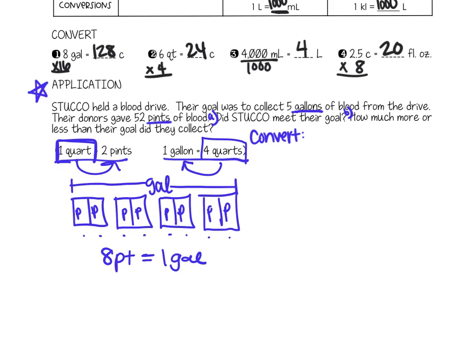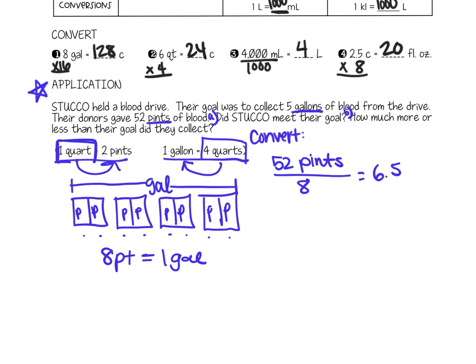Okay, so if they had 52 pints, and I want that in gallons, okay, well I would probably initially just think to divide it by 8. But if you don't think that, I can do that. Divide by 8. Okay, so that gives me, let's see, 52 divided by 8 is 6.5. I could do it that way.